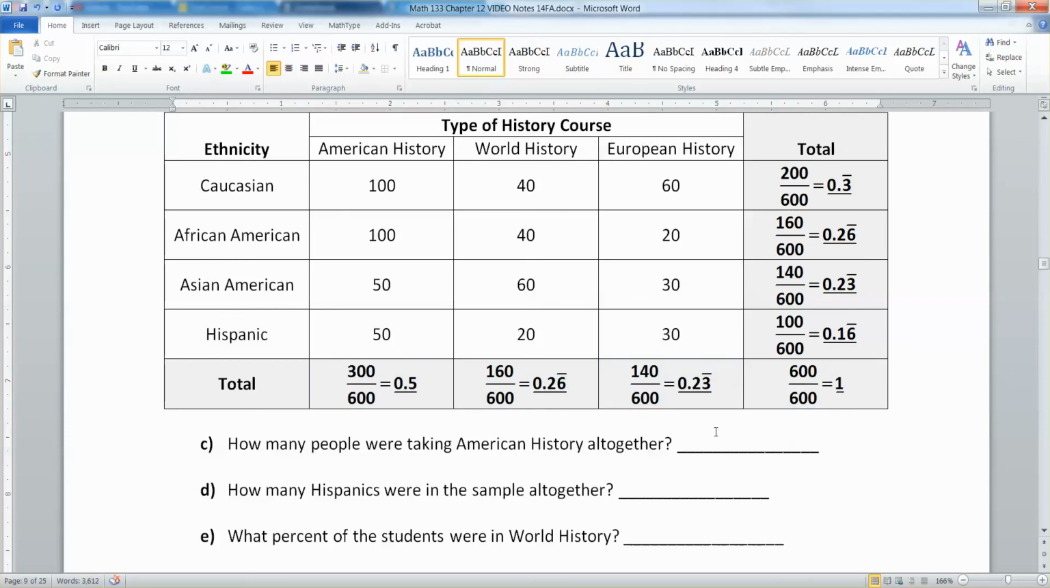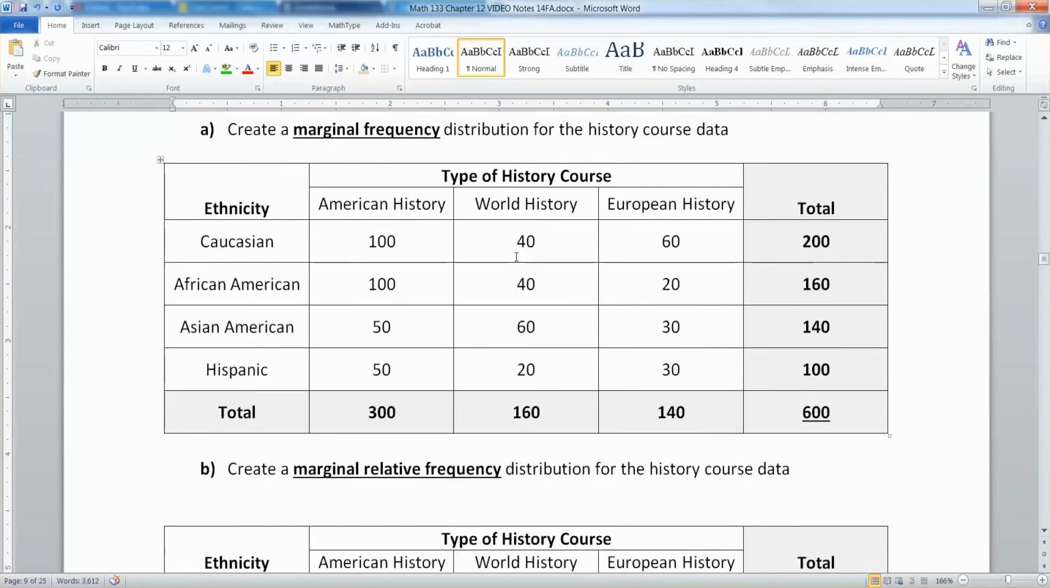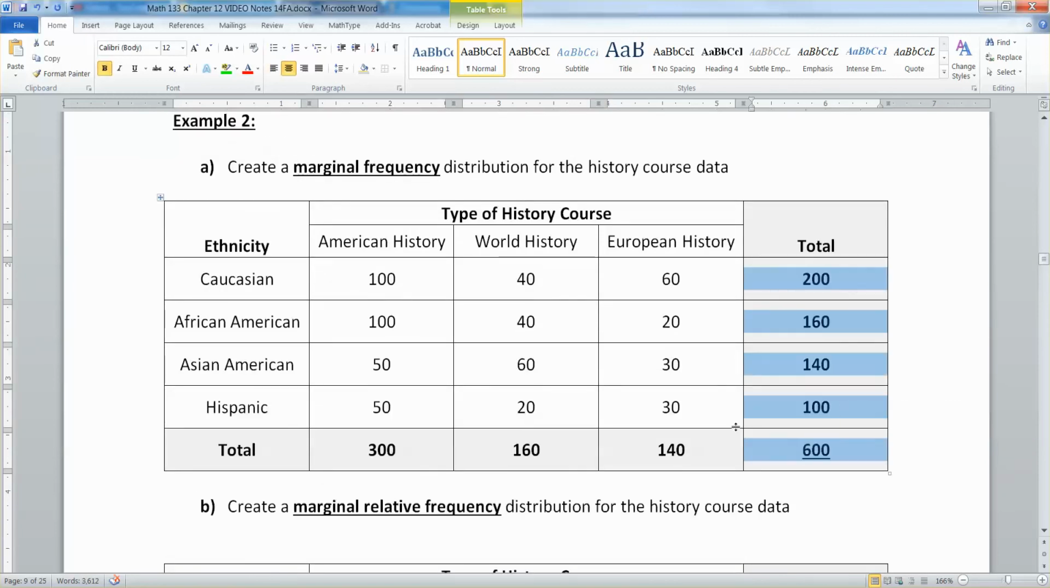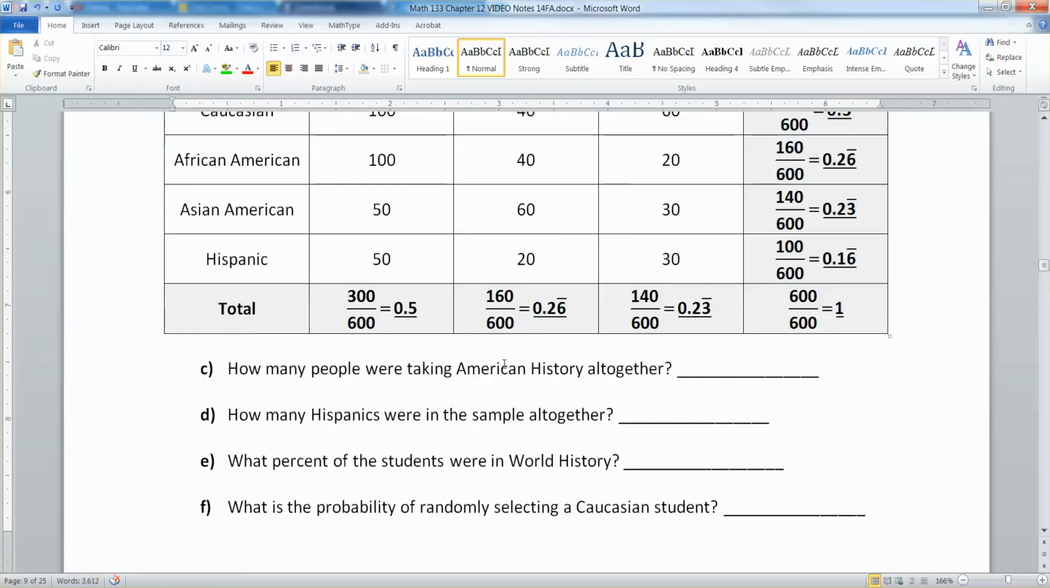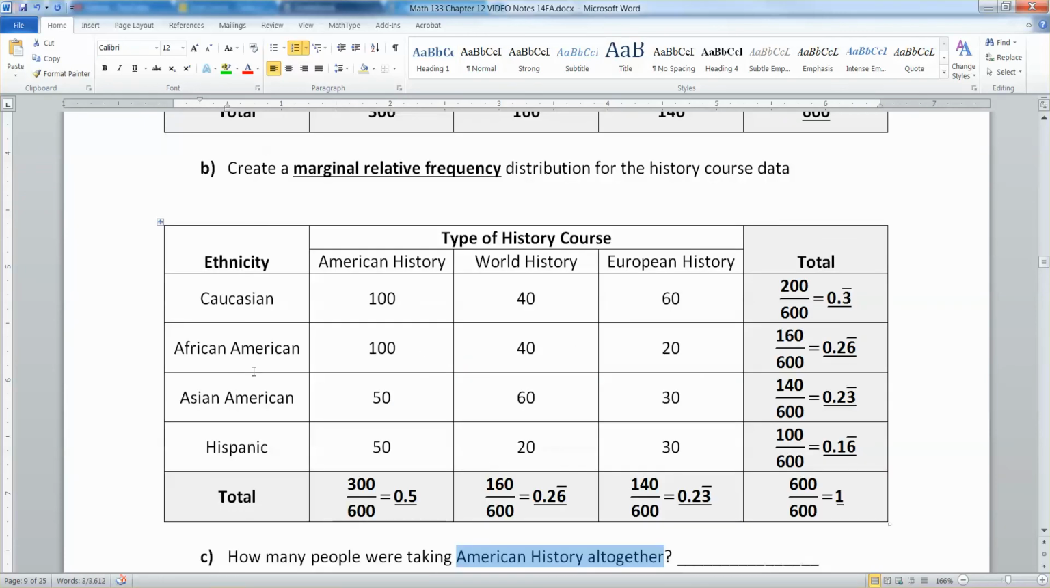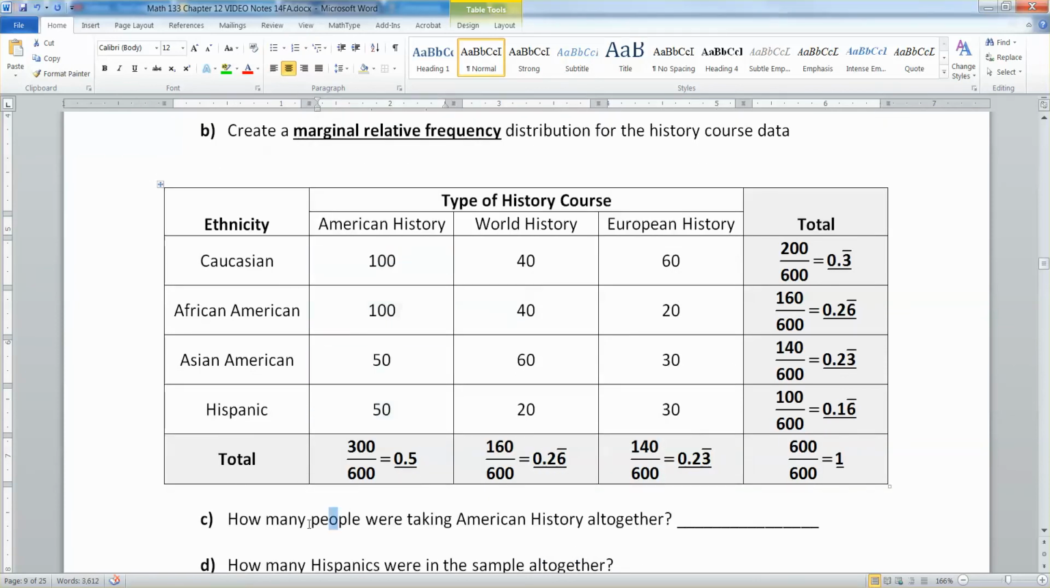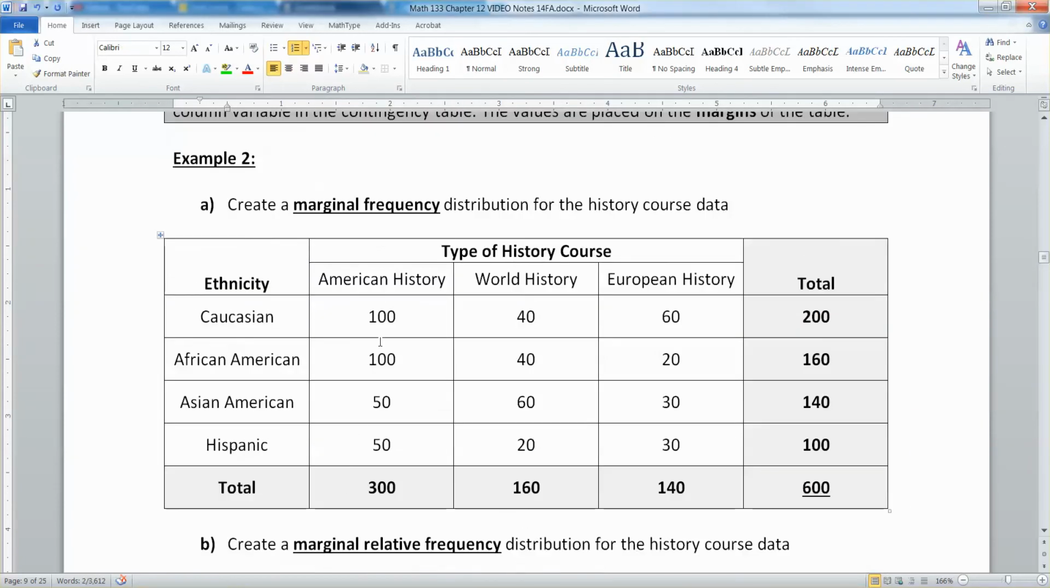All right, so now that we've found out how to make both a marginal frequency, those are whole numbers, and a marginal relative frequency, those are the decimals in the total for the rows or the columns, we want to answer just a couple questions. How many people were taking American history all together? All right, so American history would be this column right here, but they want to know how many people total that was. So I want to look at the marginal frequency and see that that was 300 right here.